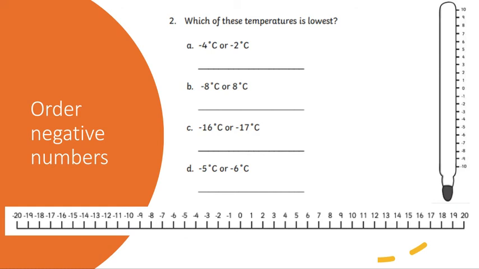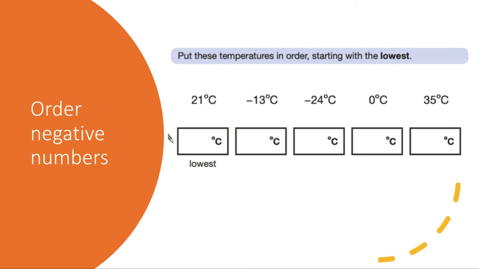Your second activity, which of these temperatures is lowest? So you need to look at -4 or -2 and write down which is the lower temperature. Pause the video and have a go at the 4 examples. And tomorrow we'll look at the answers together. My final challenge, put these temperatures in order, starting with the lowest.